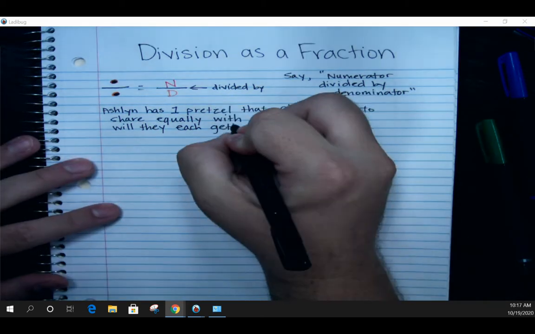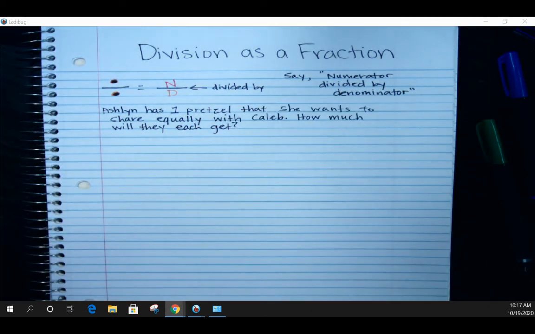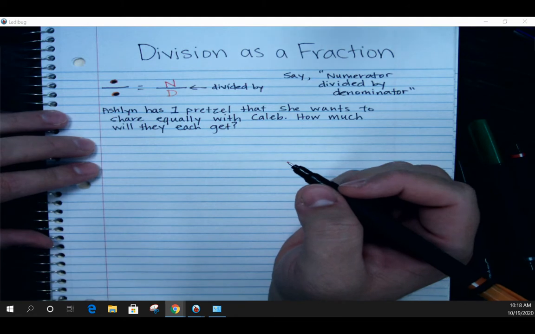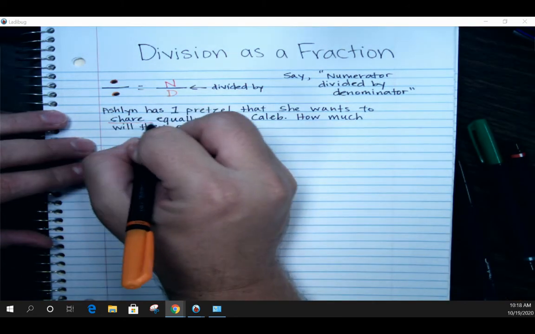Now I know that this is a division problem. What words in this problem tell me it's a division problem? How do I know it's a division problem? I see 2 words that tell me. Share equally.